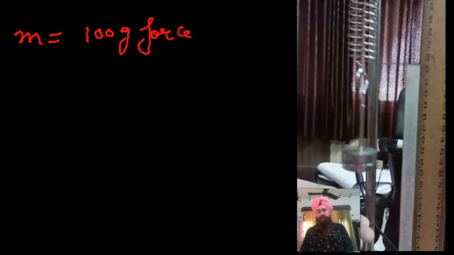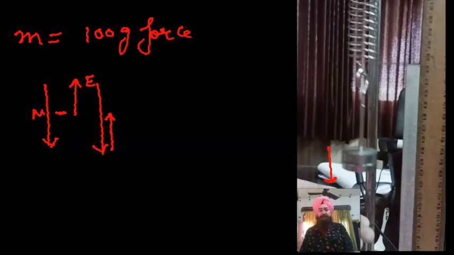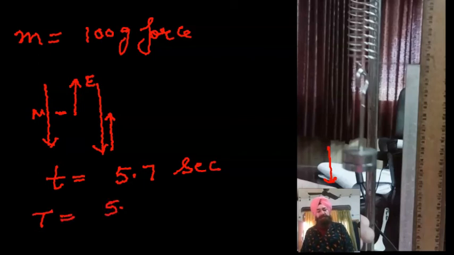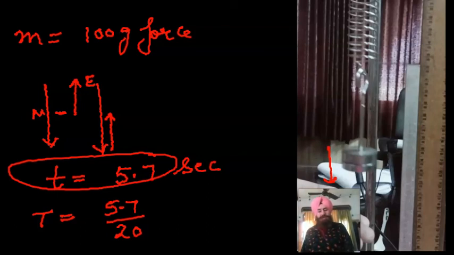Now the mass which is attached is 100 gram force. When it is pulled down and released, it starts oscillating, mean to extreme, extreme to the other extreme, then back to mean. This is one oscillation, and I have found the time for 20 oscillations to be approximately 5.7 seconds. From here you can find the time period, 5.7 divided by 20, because this time was for 20 oscillations. Sorry, this is the time period for one oscillation.